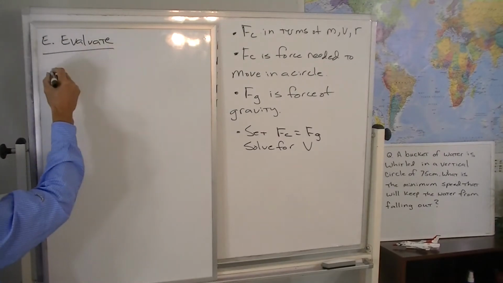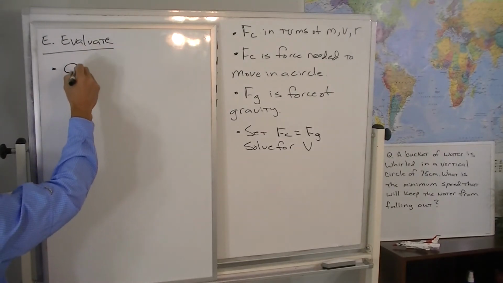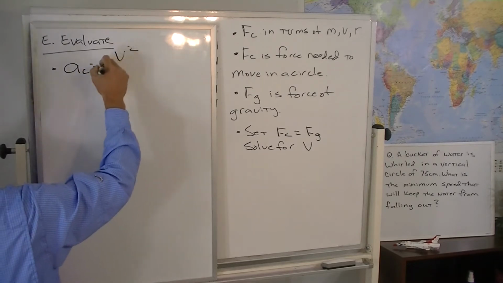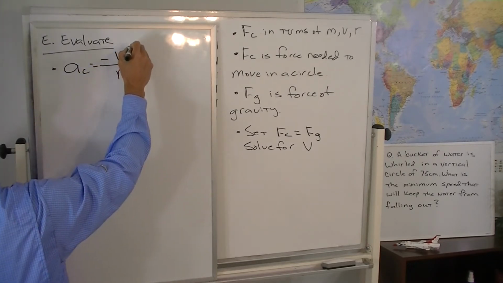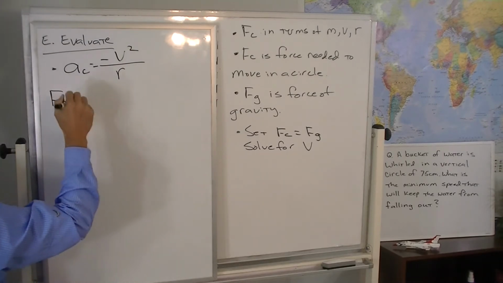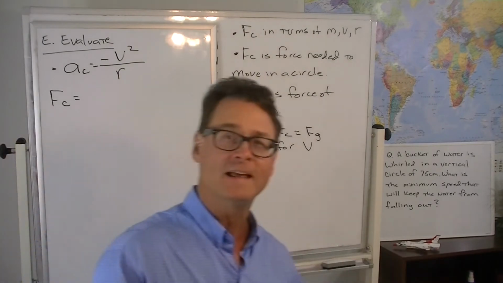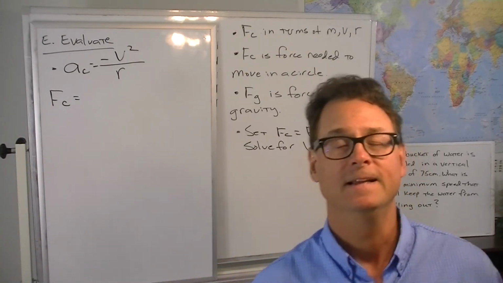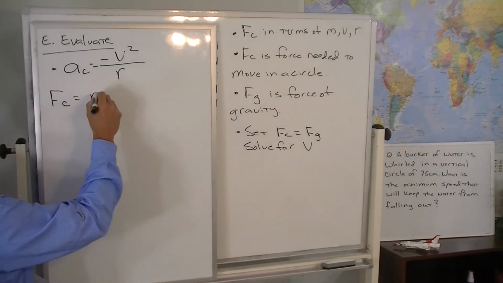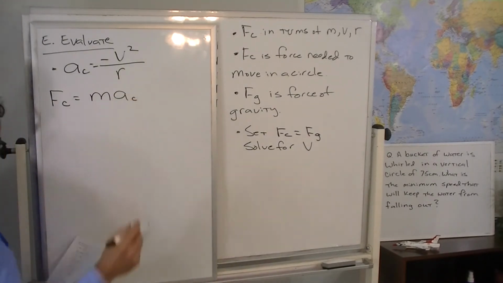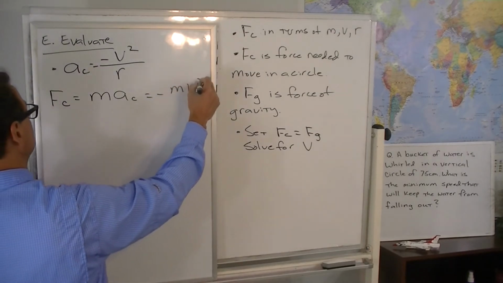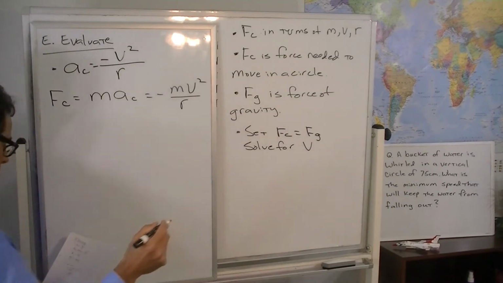Alright, so to evaluate here, let's go ahead. The centripetal acceleration is equal to negative v squared over r. Now the centripetal force, if we're going to create this acceleration to move in that circle, that's Newton's second law. It's mass times acceleration, so it's simply negative mv squared over r.